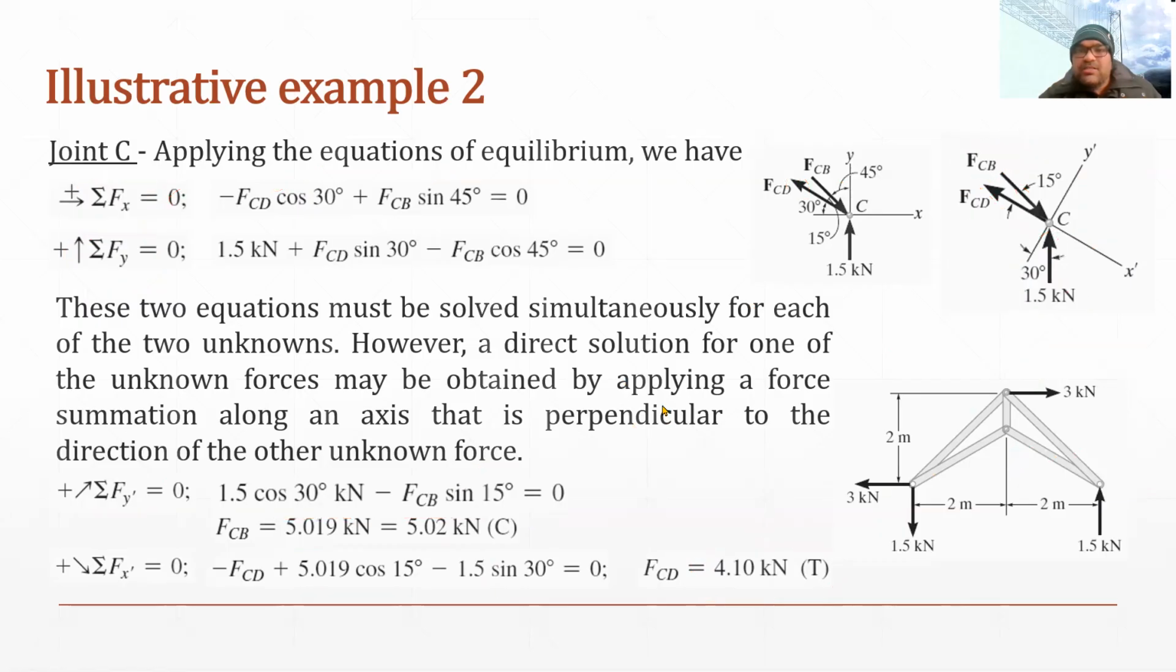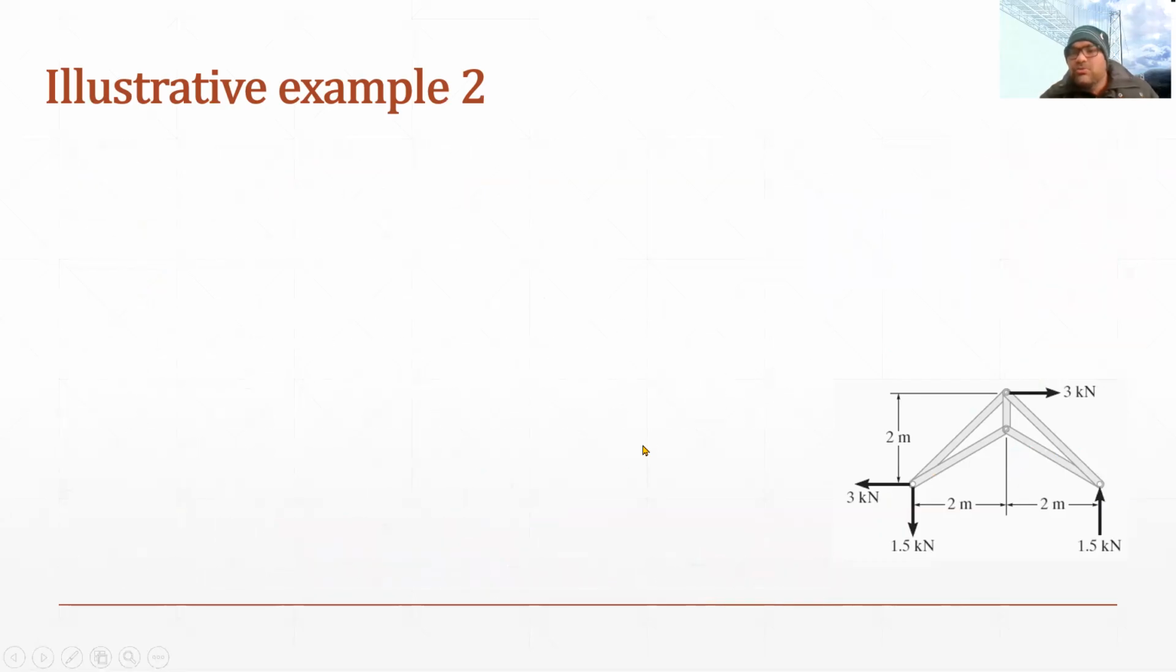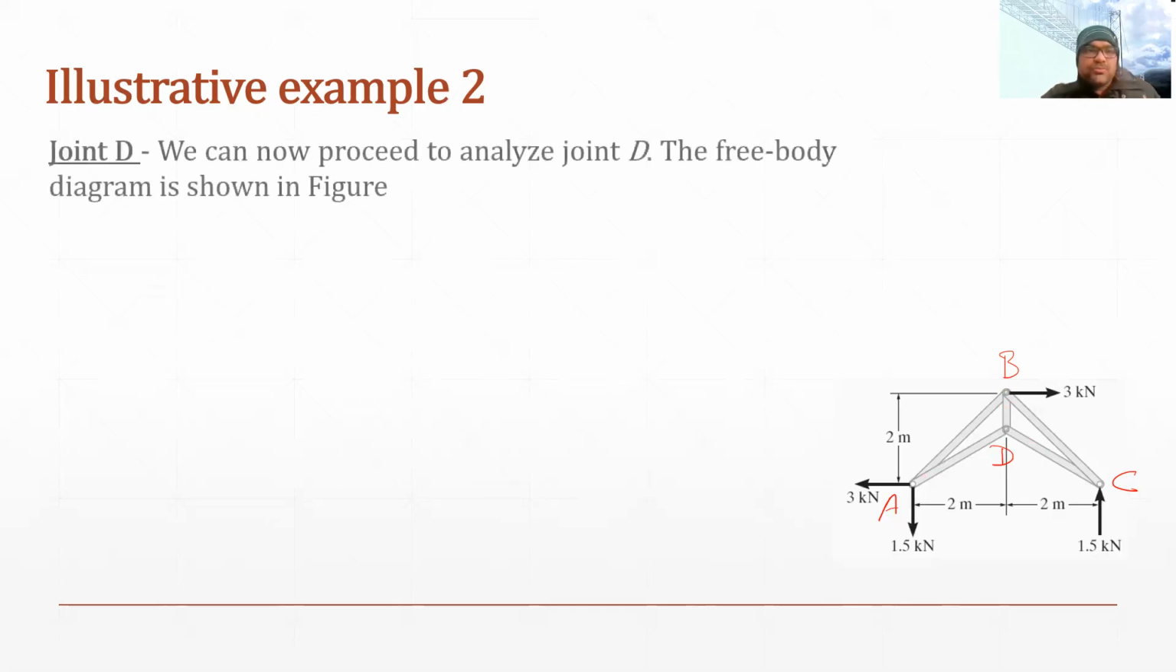Similarly, now we will take another joint. So now I think we can take joint D, because I'm again writing the joint. This is joint A, B, C, and this one is D. This time we can take joint D because the force in member DC is known now, and only two members are unknown, BD and AD. So we can take joint D.